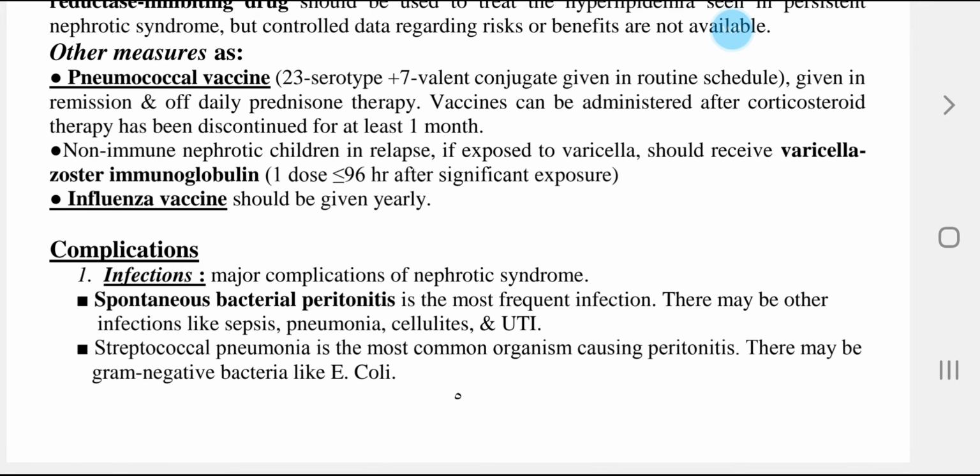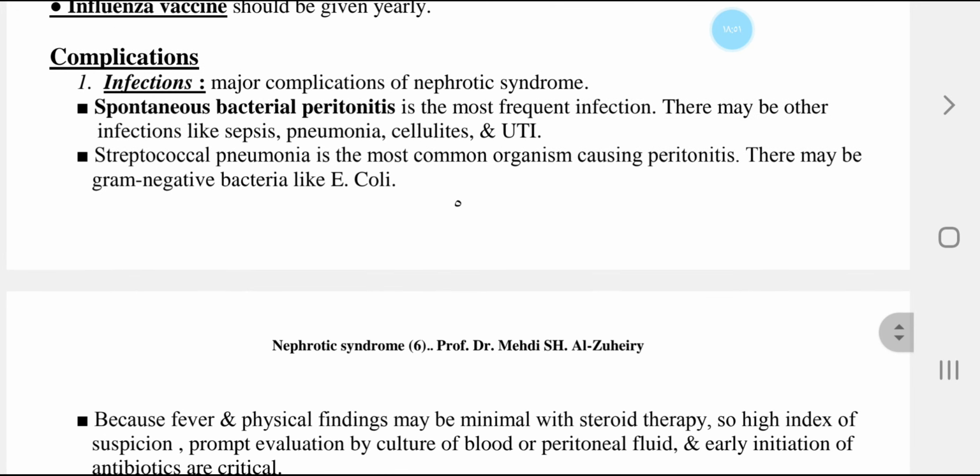Now, what are the complications of nephrotic syndrome? The most important complication is infection, including spontaneous bacterial peritonitis, which is the most common and frequent infection. There may be other infections like sepsis, pneumonia, cellulitis, and UTI.